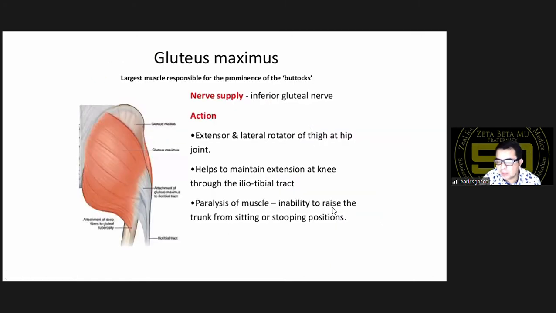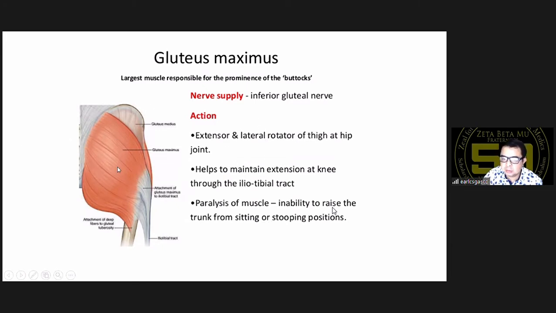The gluteus maximus is the largest of the superficial muscles. It is responsible for the prominence of the buttocks together with the superficial fascia of your gluteal region that I mentioned earlier. Its nerve supply comes from the inferior gluteal nerve. Its action is to extend and laterally rotate the thigh at the hip joint. It also helps to maintain extension at the knee through the iliotibial tract.